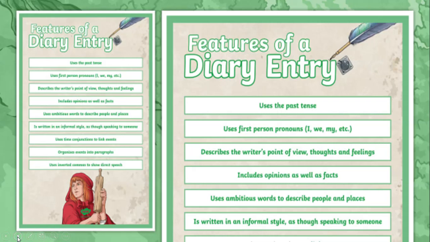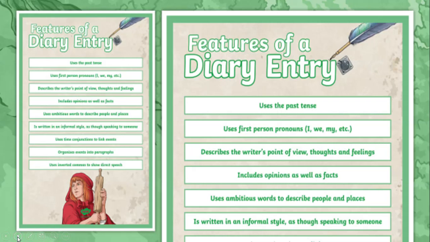In diary entry we always use past tense. Always keep in mind, since we are going to report or write our whole day's happenings, so the tense which we are going to use is past tense. Next is, it always uses first person pronoun, or we are supposed to use first person pronoun I, we, my, etc. Diary also describes the writer's points of view, thoughts and feelings, as we have read in the definition of a diary, that we are supposed to describe our own views, our own thoughts and feelings, emotions, reactions, etc.